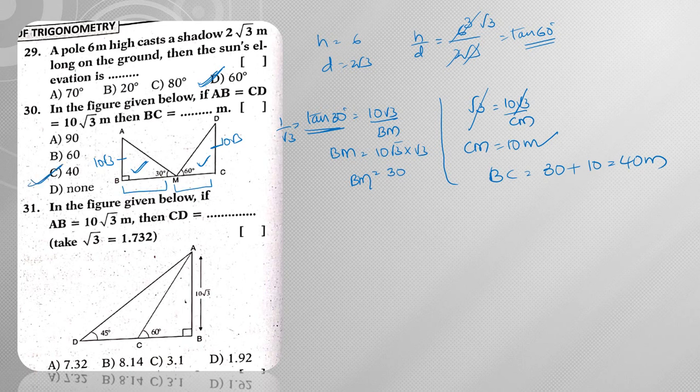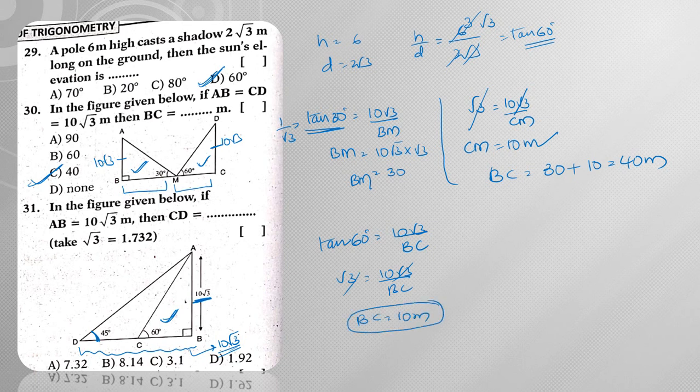Next, coming to question number 31. Here this angle is 45 degrees and this height is 10 root 3. Since it is 45 degrees, the total length is also 10 root 3, because when the angle is 45 degrees, height is equal to distance. Now in the smaller triangle, tan 60 degrees is opposite by adjacent, so root 3 is equal to 10 root 3 by BC. Root 3 gets cancelled and BC is equal to 10 meters.